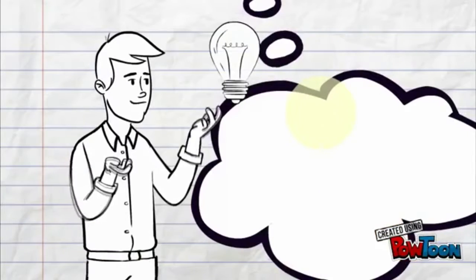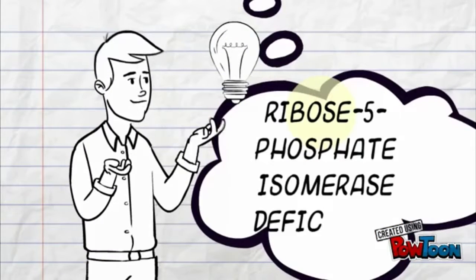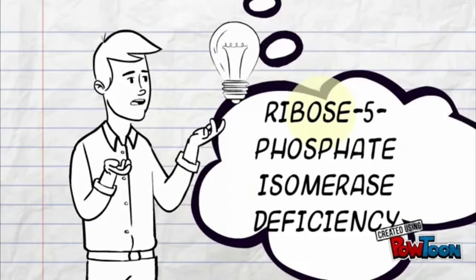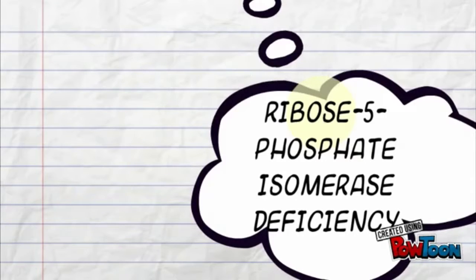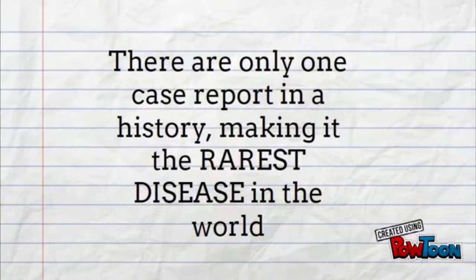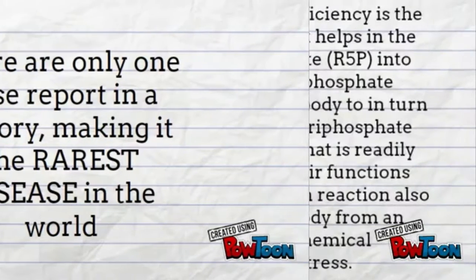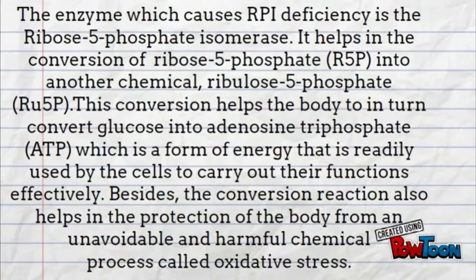Another pentose phosphate pathway disorder is ribose 5-phosphate isomerase deficiency, also known as RPI deficiency. Only one case of this disorder has been recorded in history, making it the rarest disease in the world. The enzyme involved is ribose 5-phosphate isomerase. It helps in the conversion of ribose 5-phosphate into another chemical, ribulose 5-phosphate. This conversion helps the body in turn convert glucose into adenosine triphosphate, ATP, which is a form of energy that is readily used by the cells to carry out their functions effectively.